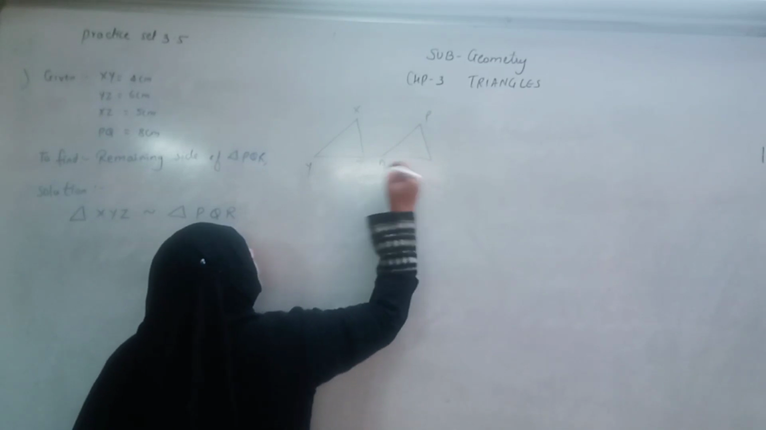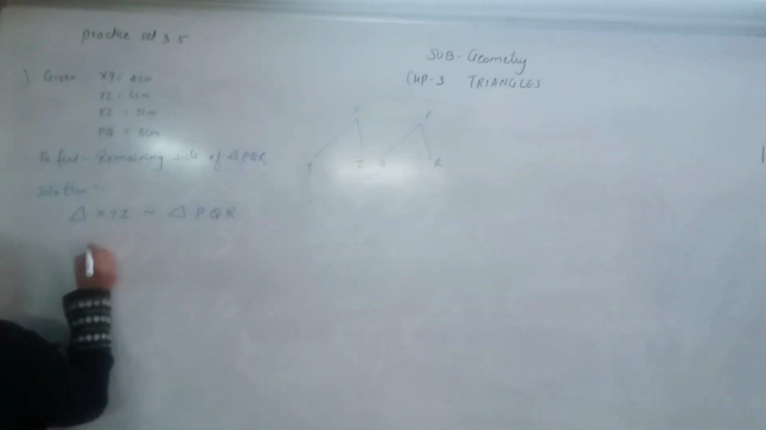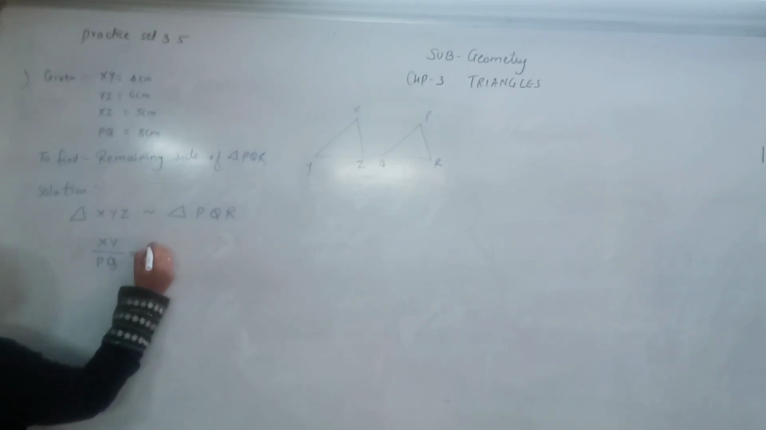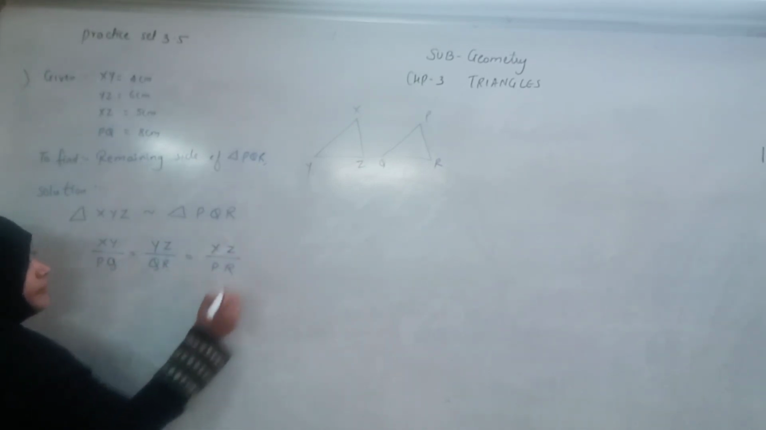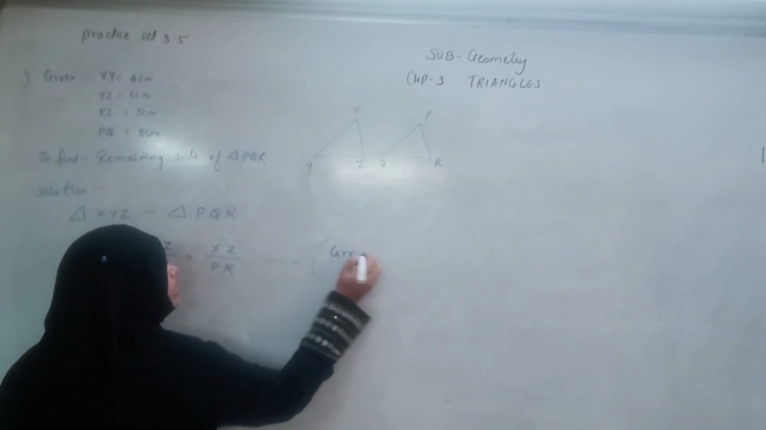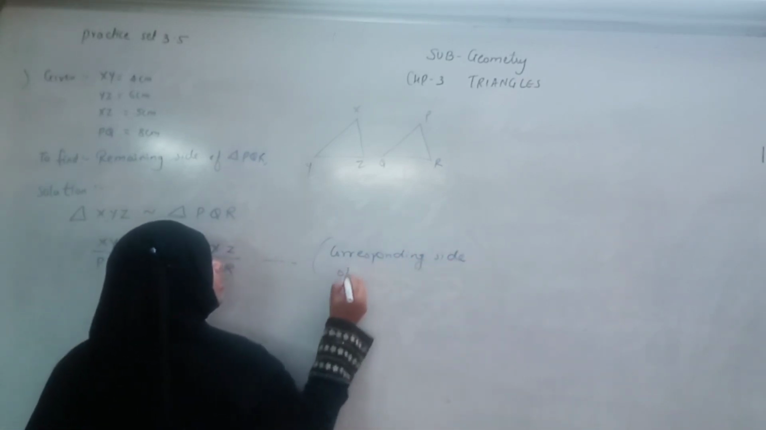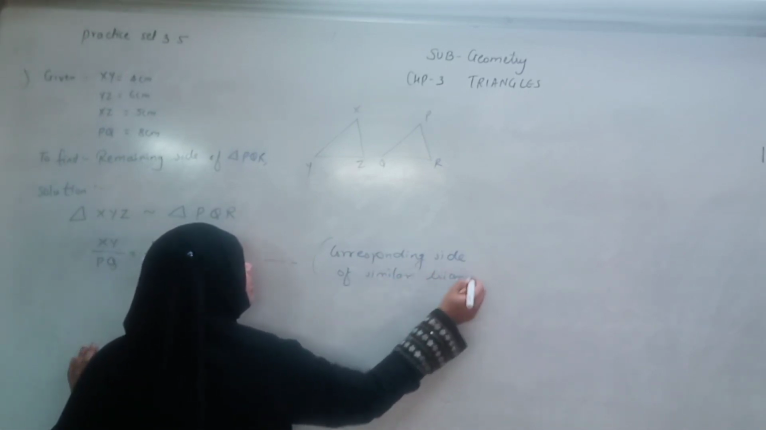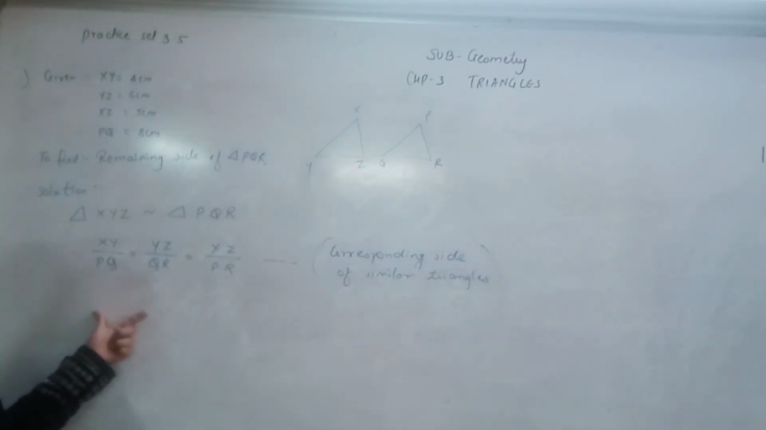XYZ, PQR. Now it is easy to take the ratio of the sides, right? So I am going to take XY upon PQ is equal to YZ upon QR equals XZ upon PR. These are the corresponding sides of similar triangles. Understood?